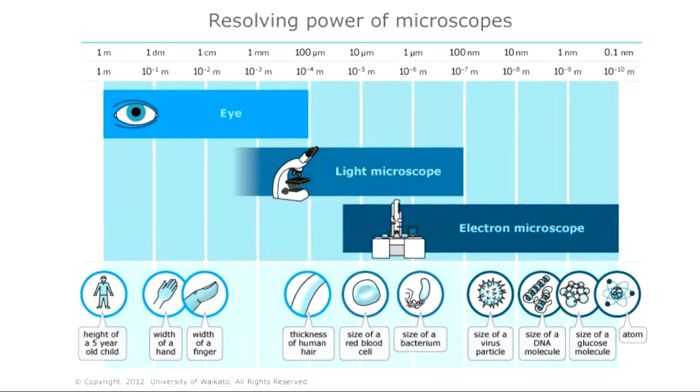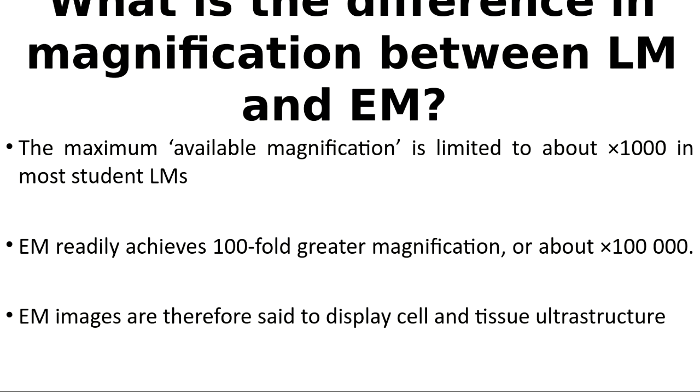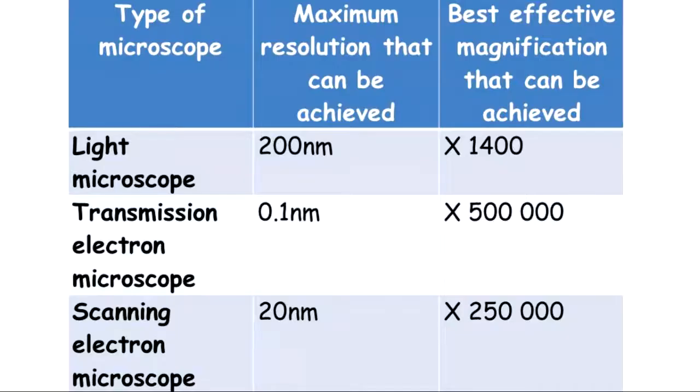So electron microscope can expand 200 times more than the light microscope. The maximum available magnification is limited to about 1000 in most student light microscopes. So available magnification is about 1000, but in electron microscope it is almost 100-fold, that means 100,000 times you can magnify, and you can also see the cell and tissue ultrastructure. Means if you want to see Golgi complex, mitochondria, cellular organelles, everything, you can see under the electron microscope.